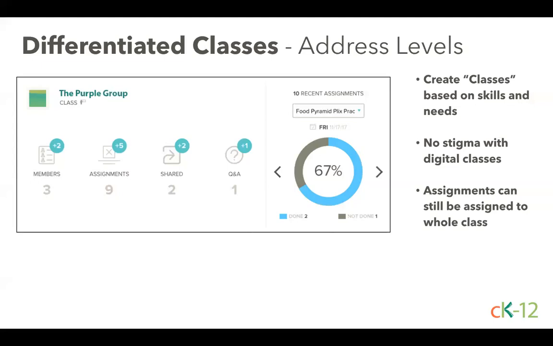And there's no stigma with these digital classes because everyone's just working on their computer. So nobody knows that, okay, I'm in the purple group and I have some reading issues that I'm being supported with. Also, you can still assign things to the entire class. You can make assignments that are class-wide, but when needed, you can differentiate and make sure that each student's getting content at the level they need, and then you get the feedback on how they did.